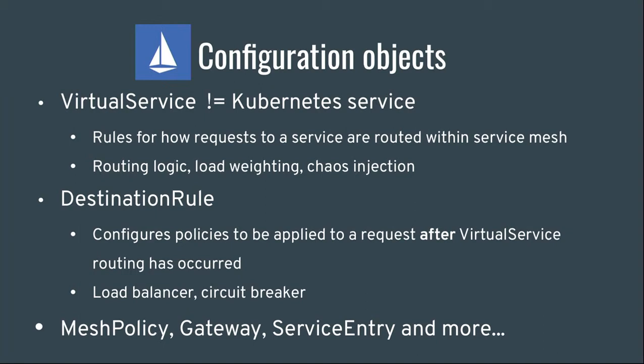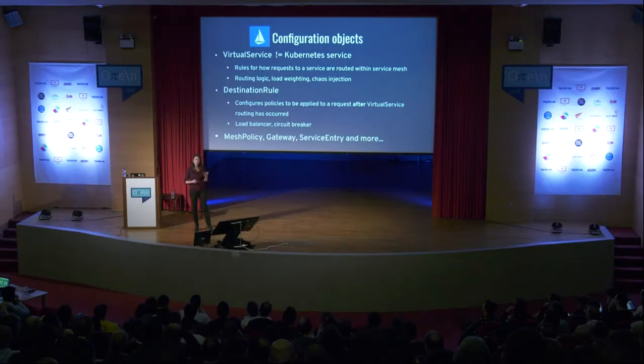So there are different configuration objects with which this entire thing can be configured with Istio. A virtual service is not a Kubernetes service. It's rules for how requests for a service are routed. And we can define chaos injection through it. A destination rule is defined for when the traffic already has occurred after the virtual service configuration was applied. And through it we can define circuit breaking, load balancing through instances of the service, and so on.